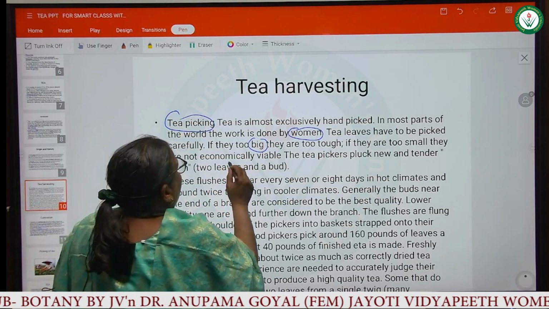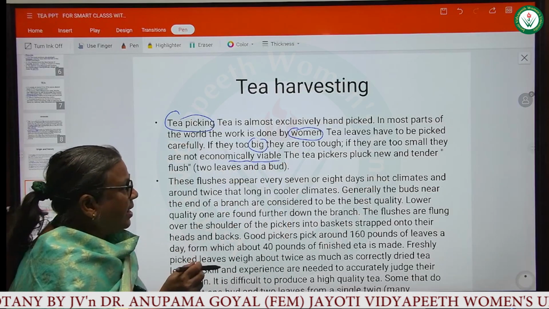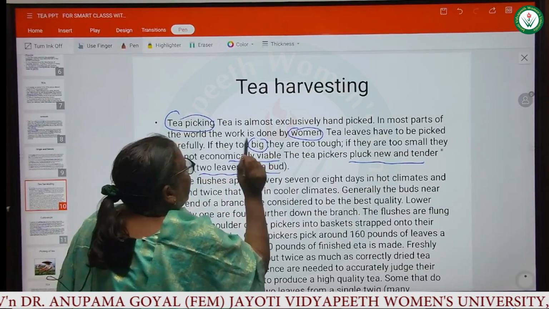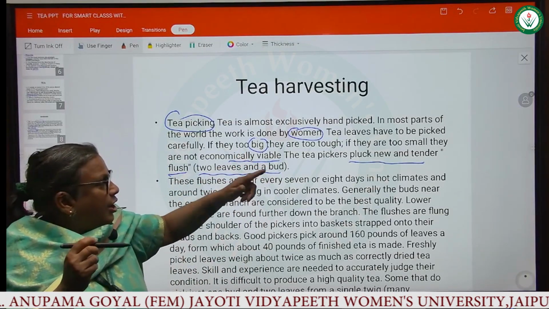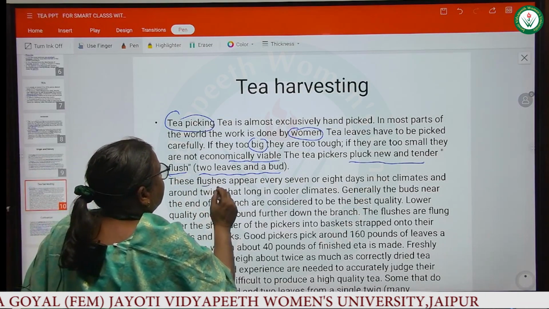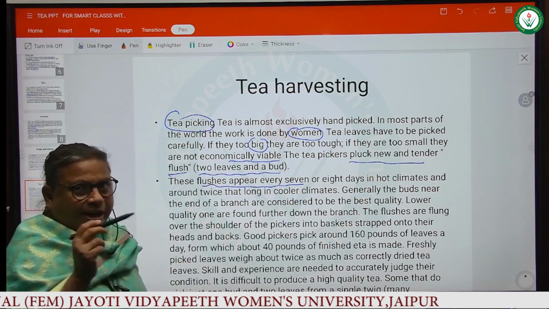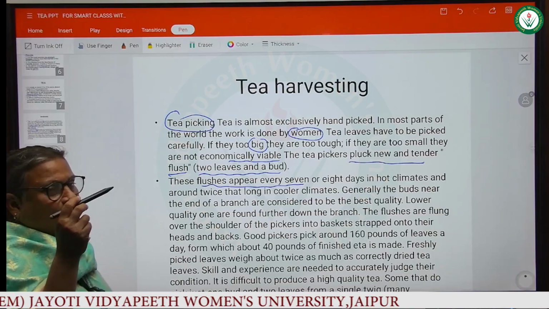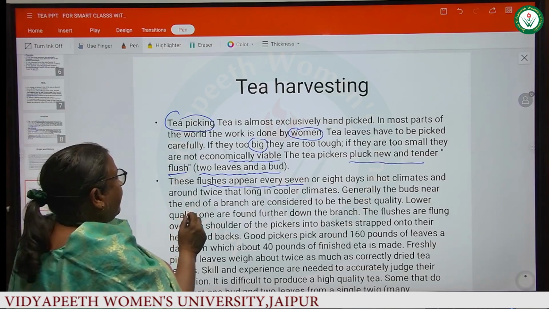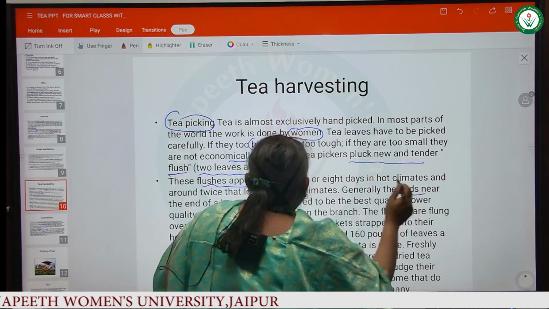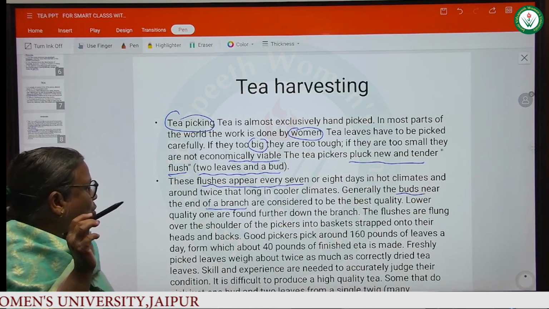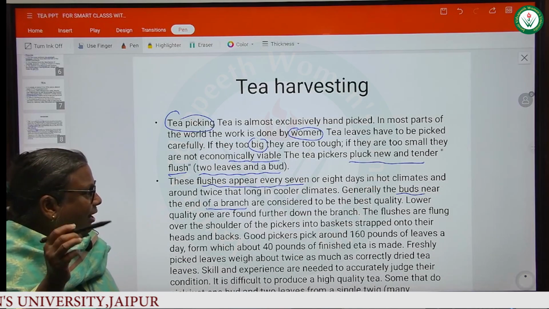The tea pickers pluck new and tender flush, 2 leaves and a bud. These flushes appear every 7 or 8 days in hot climates and around twice that long in cooler climates. Generally, the buds near the end of a branch are of best quality. Lower quality ones are found further down the branch.